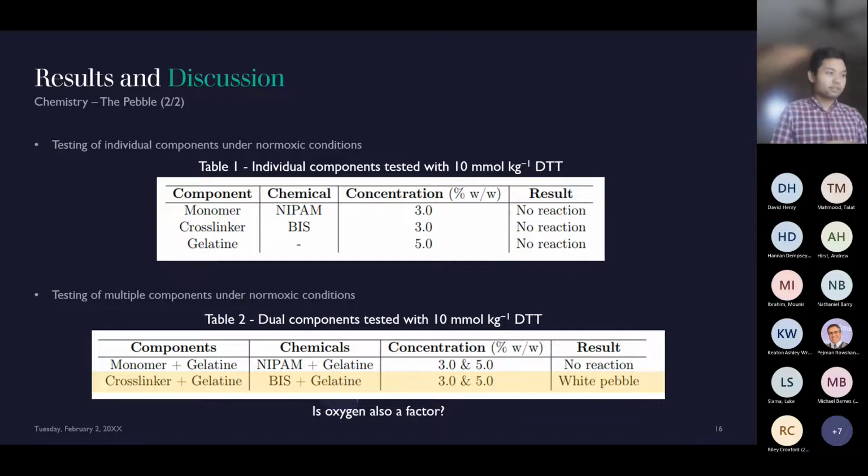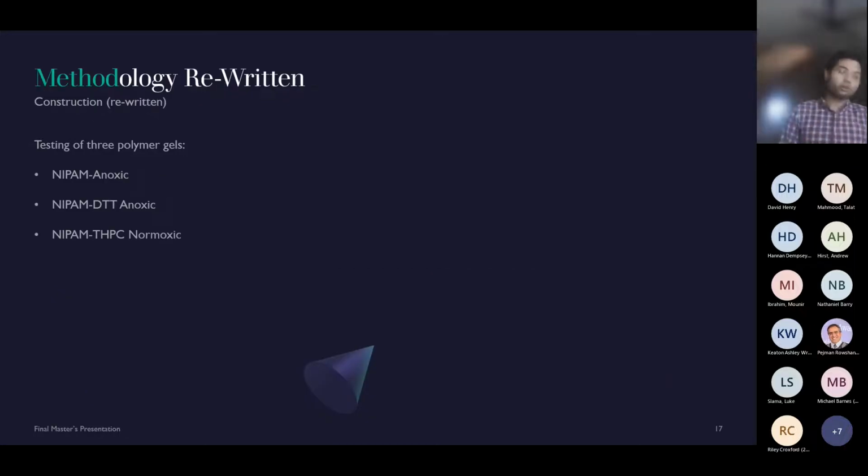We can't just take the cross-linker out of the polymer gels because you won't see the polymerization that's formed. You need something to precipitate out and make sure it stays where it is. So we think, is oxygen also a factor?